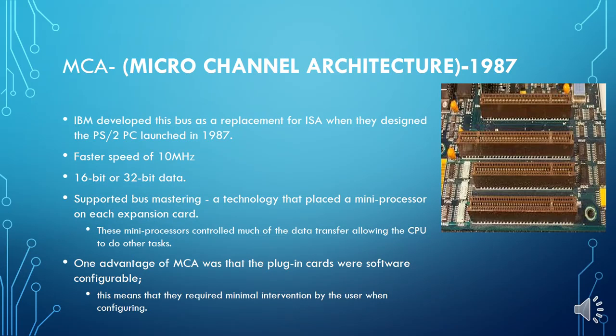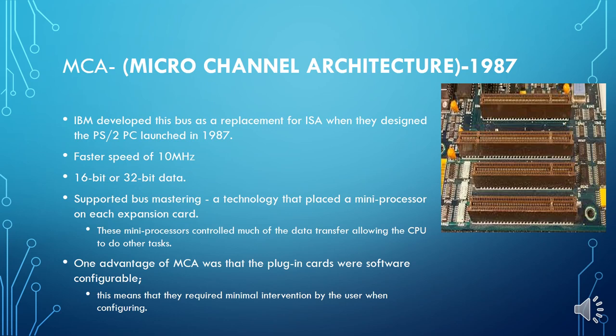Next is MCA, Micro Channel Architecture. It was developed by IBM and was a replacement for ISA when PS2 PCs were launched. PS2 means PCs having PS2 ports were launched. At that time, the MCA bus was introduced. It supported 10 megahertz speed, and 16 and 32-bit data.